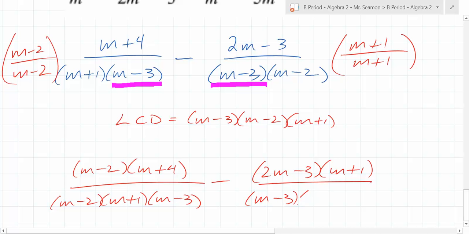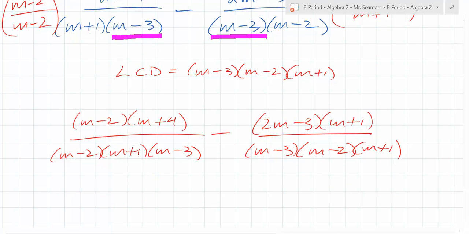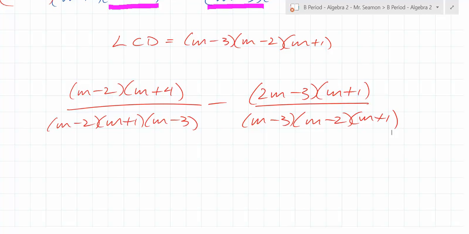M minus 3, m minus 2, and m plus 1. This looks uglier, but what do we now have? What do we now have, Lauren? We have a common denominator, so what can we do? We can put them together, and what do you end up with?